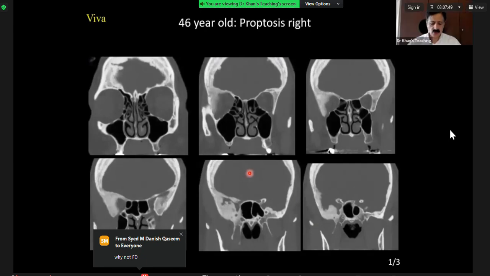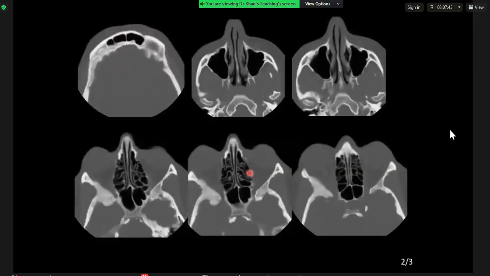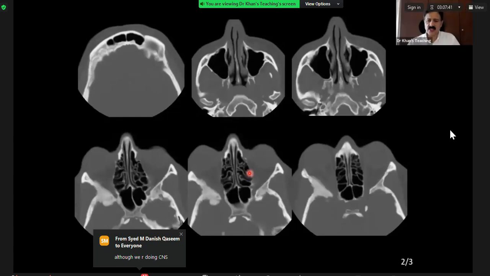So what would you like to do? I would do contrast enhanced CT to see. Okay, so this is an axial CT on bone window. Can you describe the anatomy to me? What's happening here?